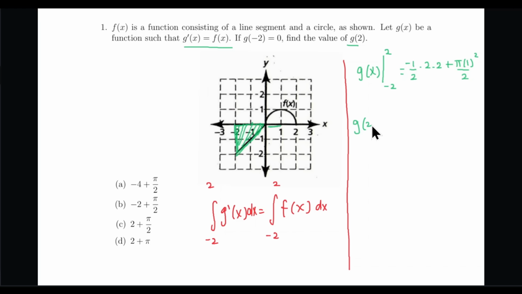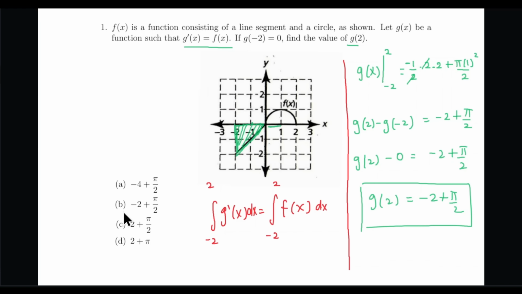The left side will become g of upper bound minus g of lower bound. This will become -2 plus pi over 2, I believe. g of 2 is what we need to find, and g of -2 is 0, which is equal to -2 plus pi over 2. So isn't that the answer? g of 2 should be equal to -2 plus pi over 2, which looks like option B, right? Makes sense? All right.